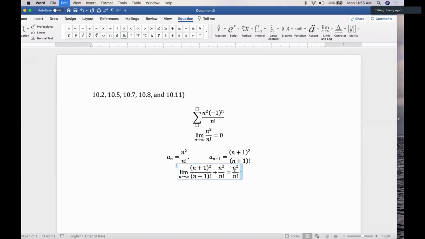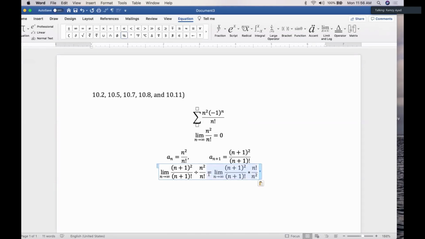So what we do here, I'm going to flip now and make it times. Take that and flip it. The n squared goes on the bottom. The absolute value goes on top. And that's how flipping goes.